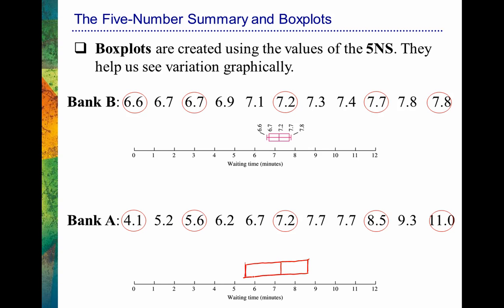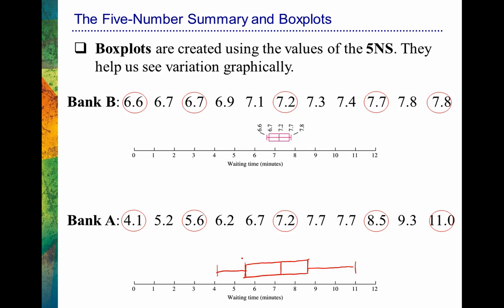All right, and at this point I need to draw lines out to the maximum value. 11 is right here. I'm going to connect it. And the minimum value, 4.1, is right about there. I'm going to connect it. So now can't you see, just at a glance, there's clearly more variability down here than there is in this plot right over here. Clearly more variability. Okay, and we're using those 5 numbers to create that box plot.